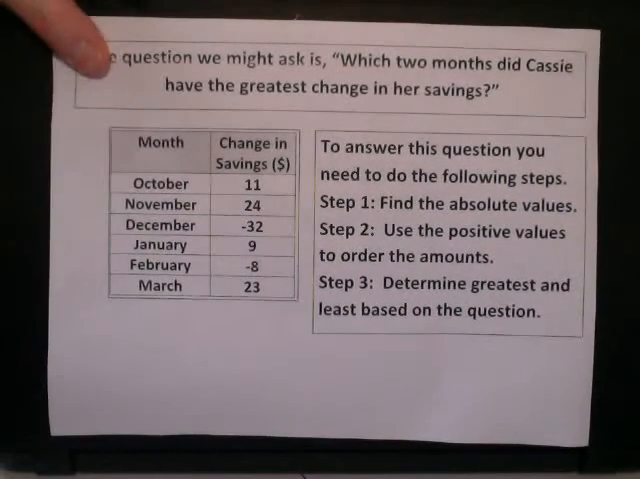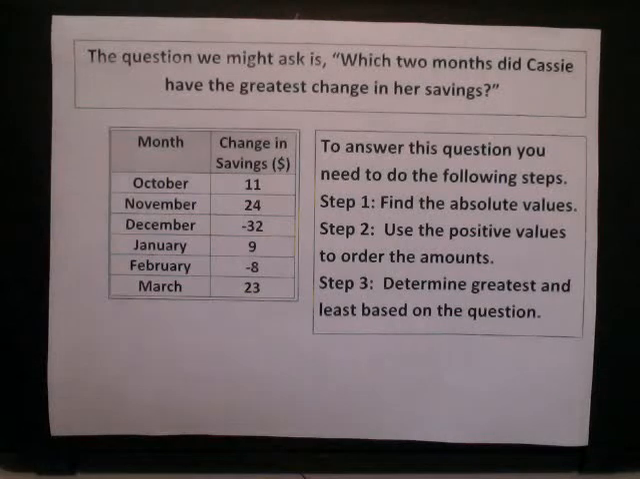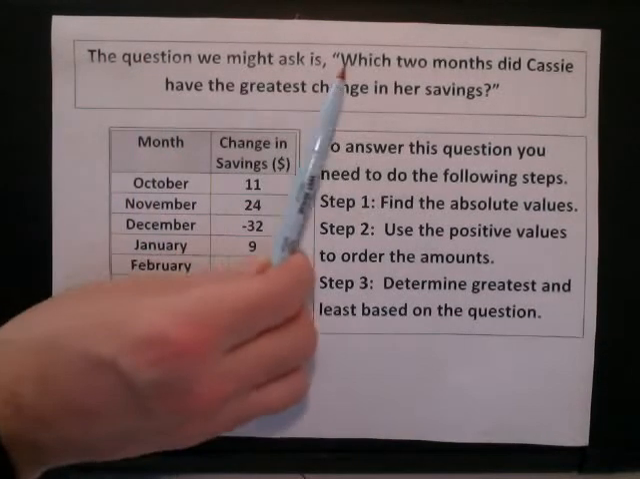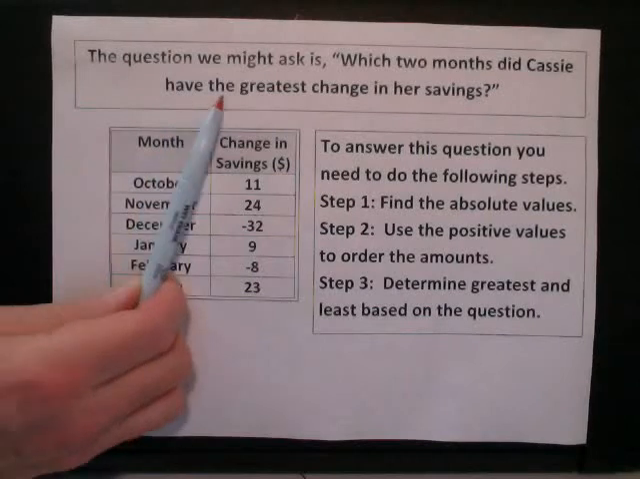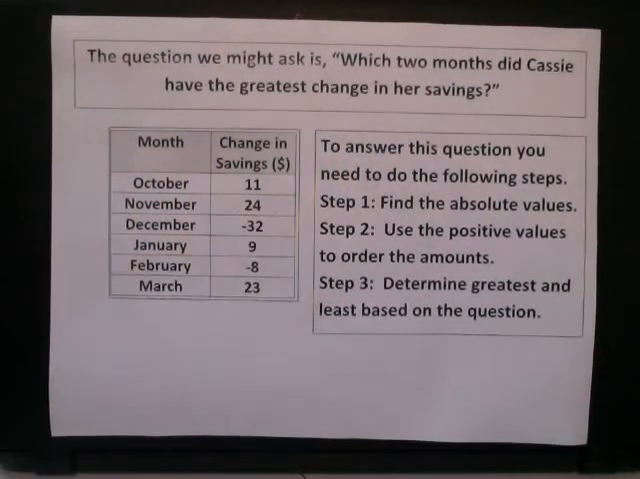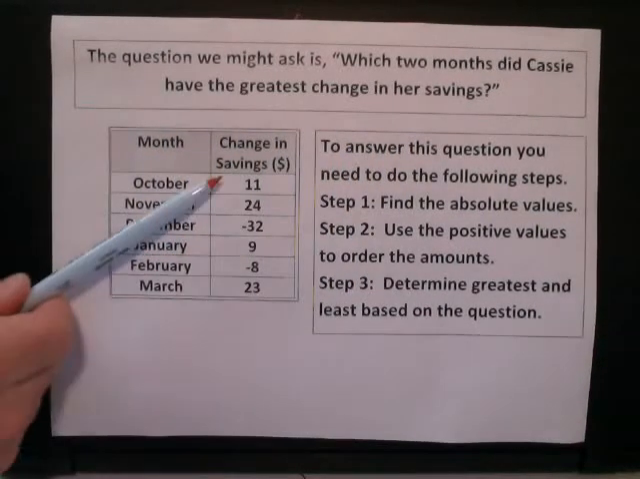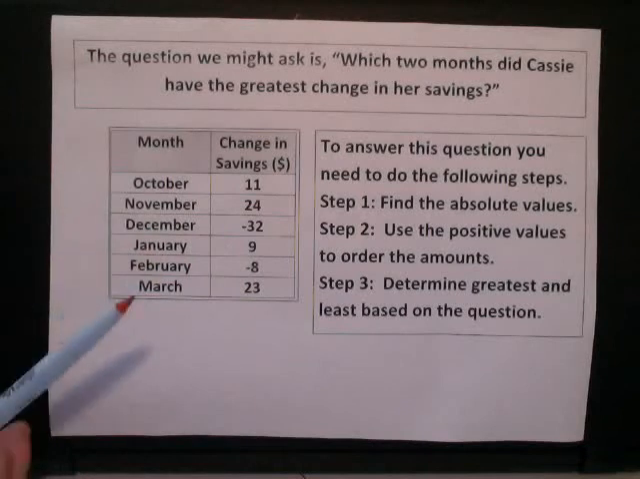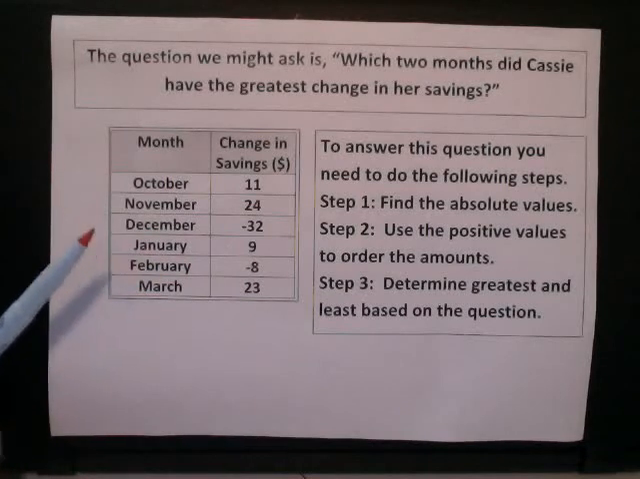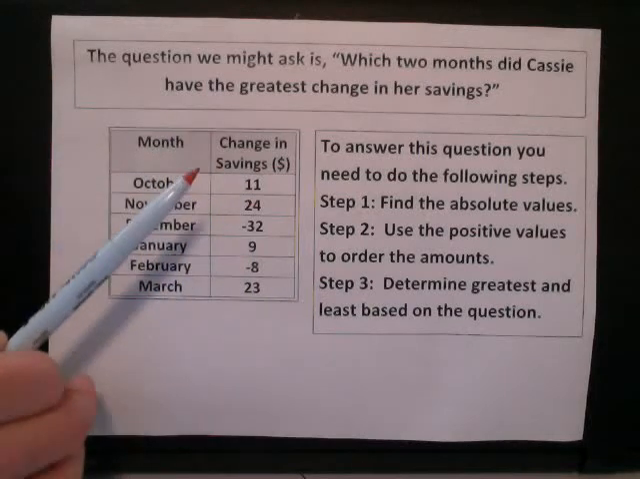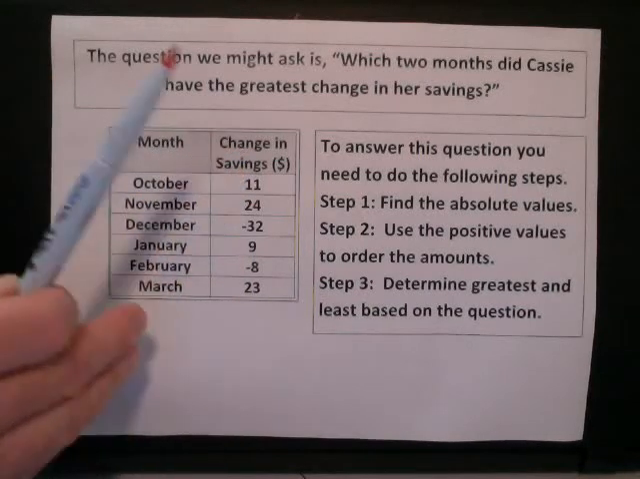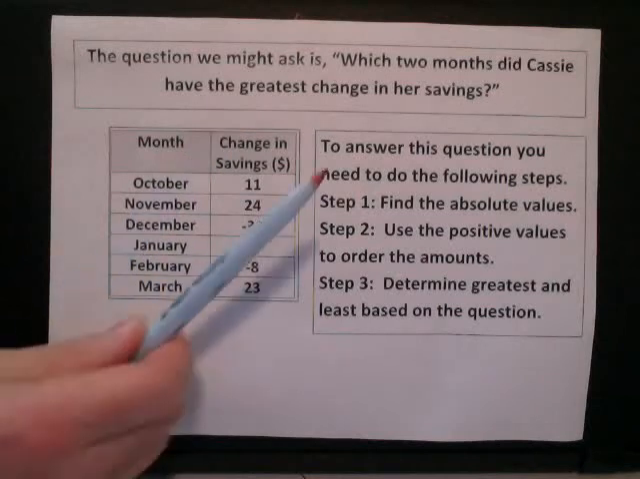Okay, the question we might ask is, which 2 months did Cassie have the greatest change in her savings? Okay, so which of these months did she have the greatest change? Now, we're not talking about a positive or a negative amount at this point. We're asking for a change from her goal, okay?